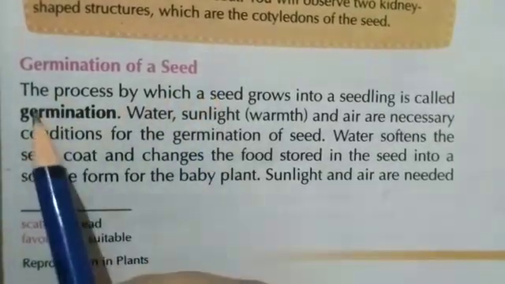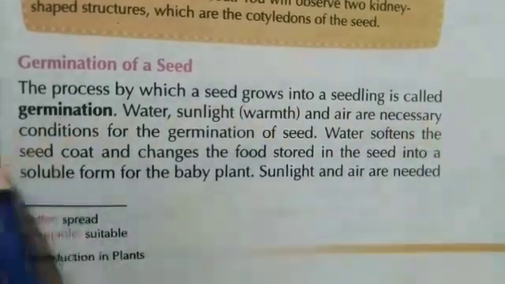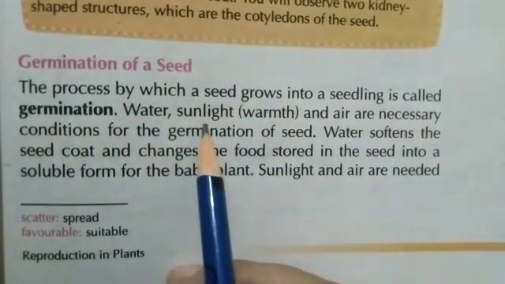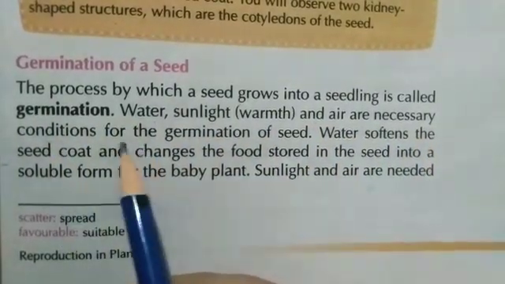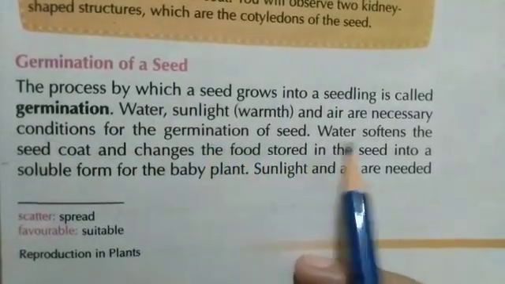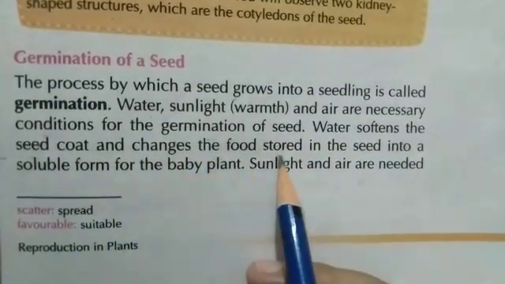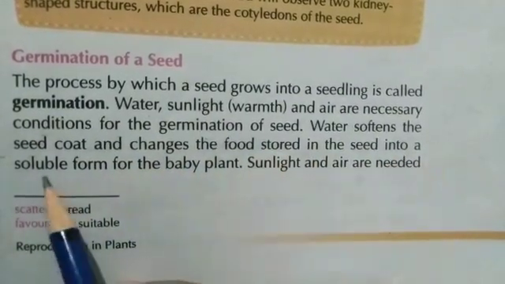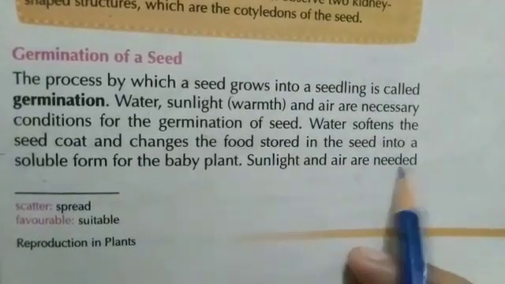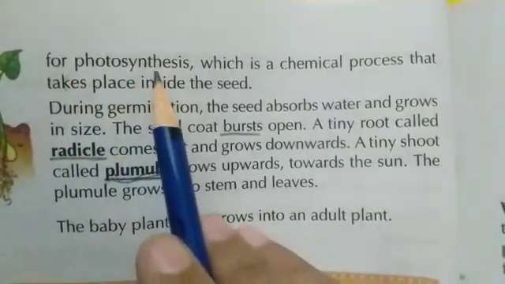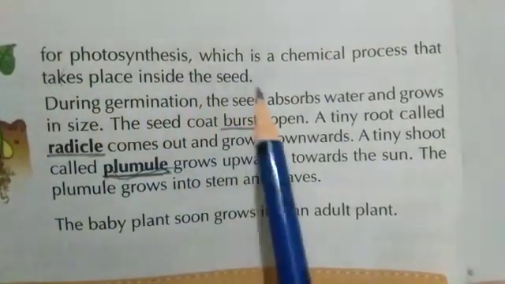Germination of a seed. The process by which a seed grows into a seedling is called germination. Water, sunlight, warmth, and air are necessary conditions for the germination of seed. Water softens the seed coat and changes the food stored in the seed into a soluble form for the baby plant. Sunlight and air are needed for photosynthesis, which is a chemical process that takes place inside the seed.